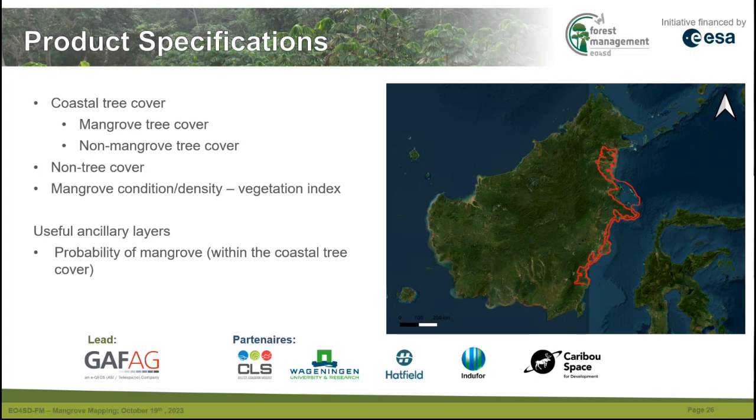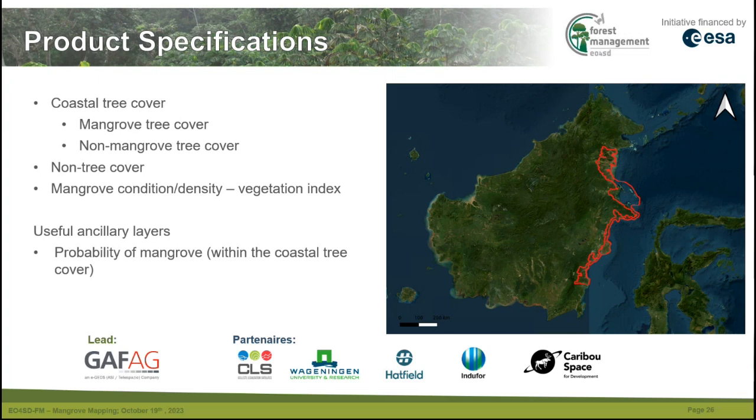So the map on the right just confirms this quite large coastal landscape that we want to map. So I would say a large area demonstration. There are other provinces that BRGM want to map, but this is the priority. In this case, we produce similar products: mangrove tree cover and non-mangrove tree cover. So we wanted to map all coastal tree cover and specifically then the mangrove tree cover.